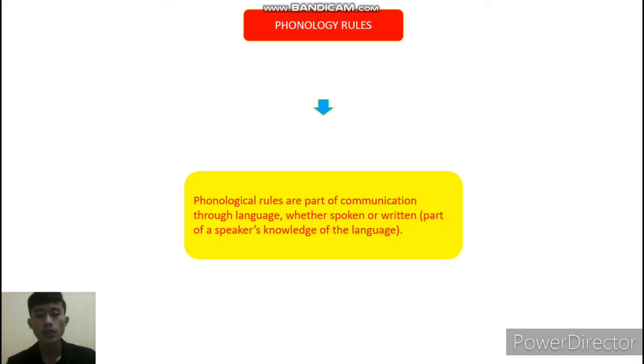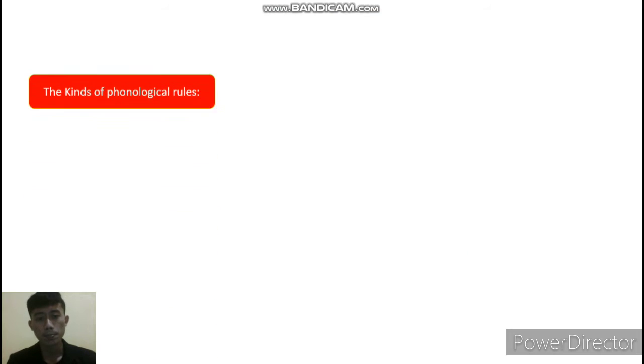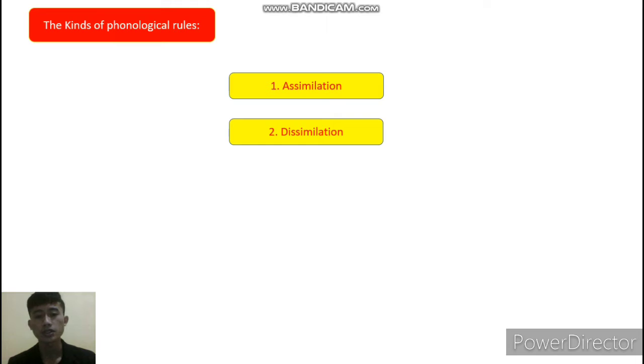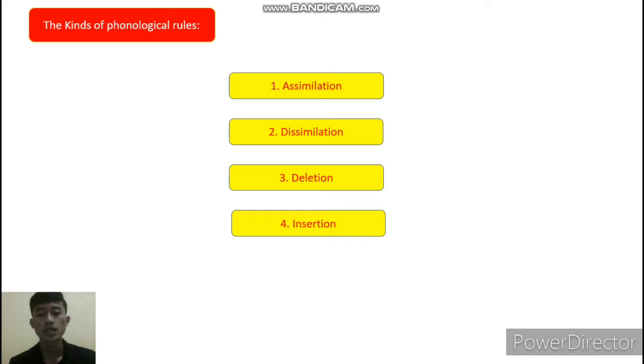Phonological rules are part of communication through language, whether spoken or written, and are part of speakers' knowledge of the language. Okay, this is the definition of phonological rules. Here are the kinds of phonological rules. First, assimilation. Second, dissimilation. Third, deletion. Fourth, insertion. Fifth, metathesis.